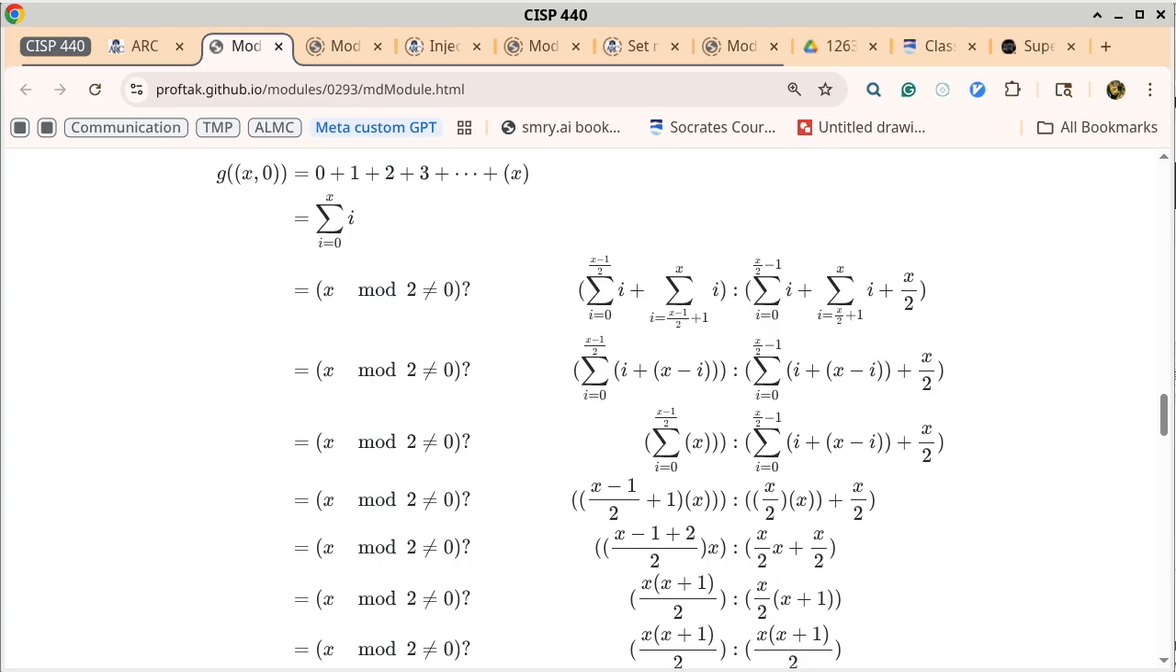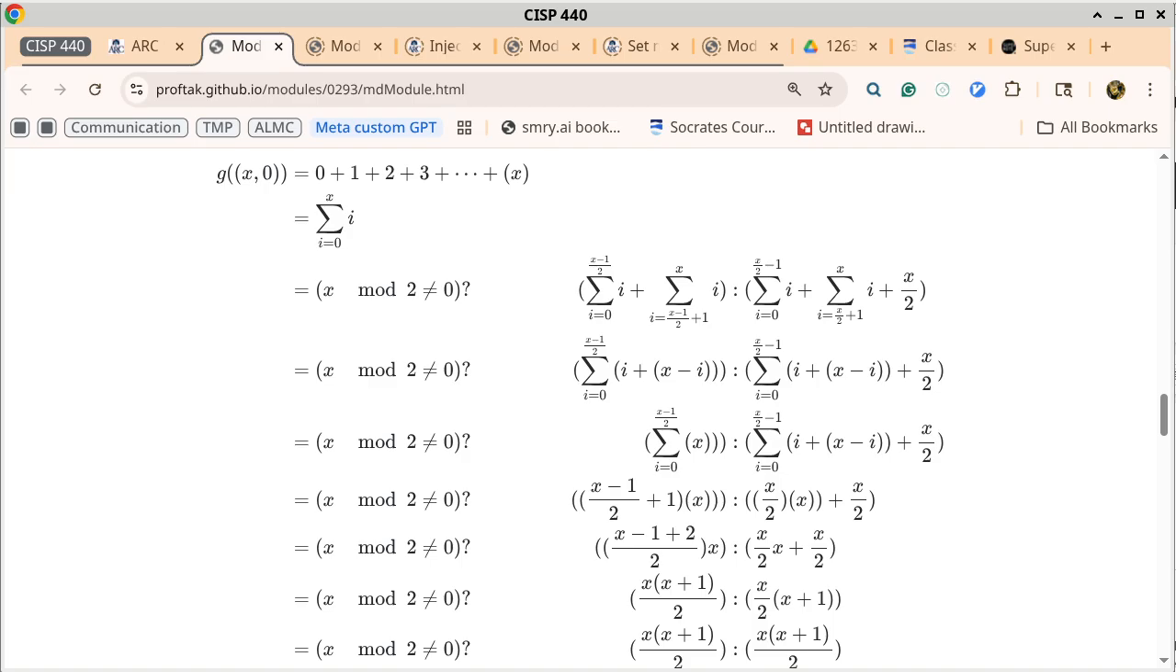If x mod 2 does not equal 0, x is an odd number. When x is an odd number, because we start from 0, there is the same number of items up to and including x minus 1 divided by 2. And the second half has the same number of items. The second half starts with x minus 1 divided by 2, the whole thing plus 1, all the way up to x. And then what we do is we merge these two together.